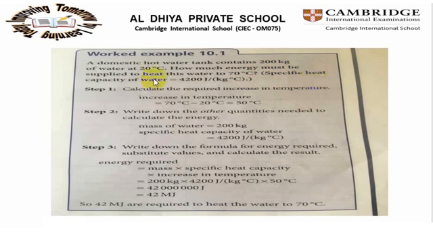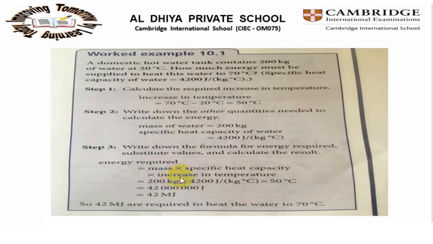If the specific heat capacity of the water is 4,200 joule per kilogram degree Celsius. This is the unit of the specific heat capacity, joule per kilogram degree Celsius. How can we calculate the energy required? By multiplying the mass by the specific heat capacity by the change in temperature, or the increase in temperature.